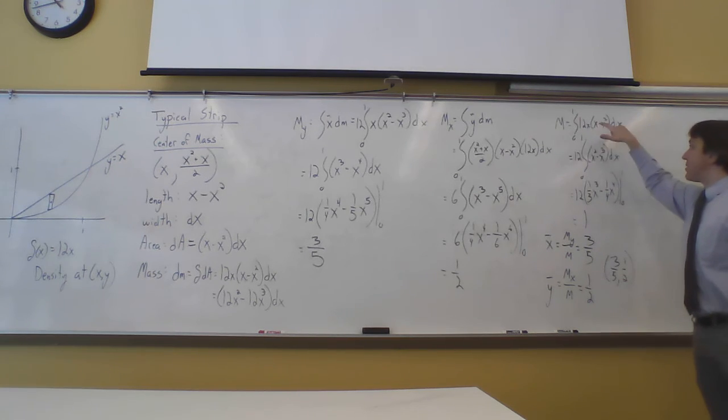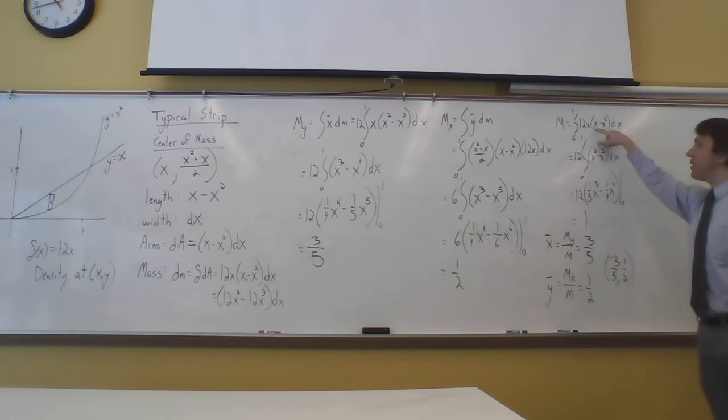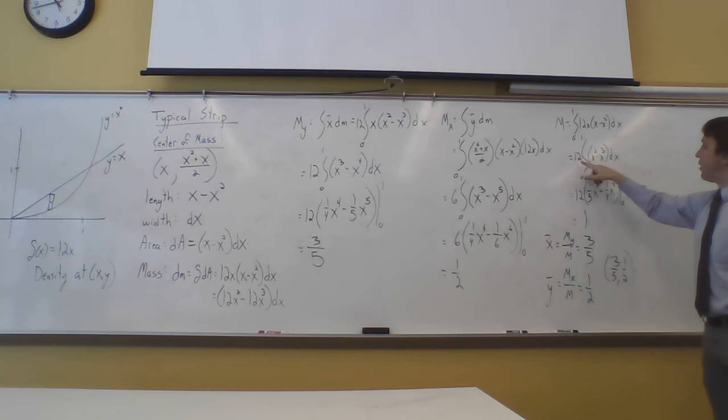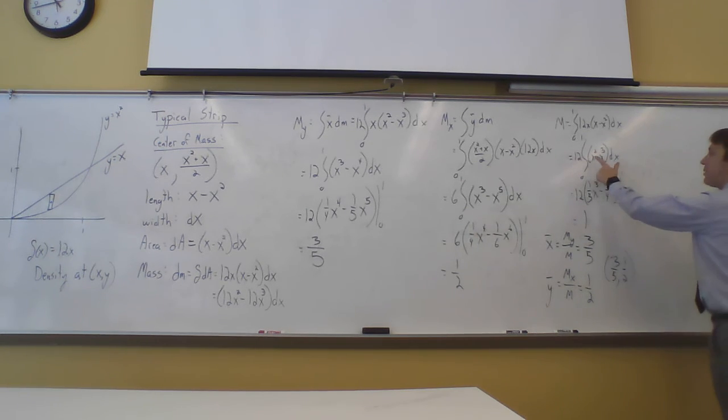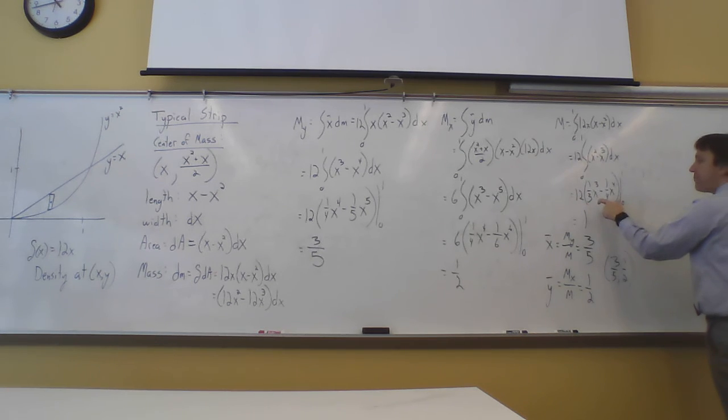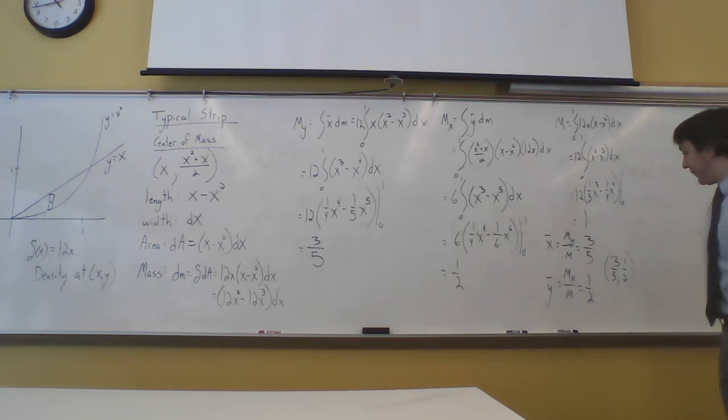So the mass is just the integral of dm, which at least is a little bit nicer. I brought that 12 out front. I cleaned up dm a little bit, x squared minus x cubed. Integrate, we get 12 times (1/3 x cubed minus 1/4 x to the 4th), again evaluated from 0 to 1. And that just gave me 1.